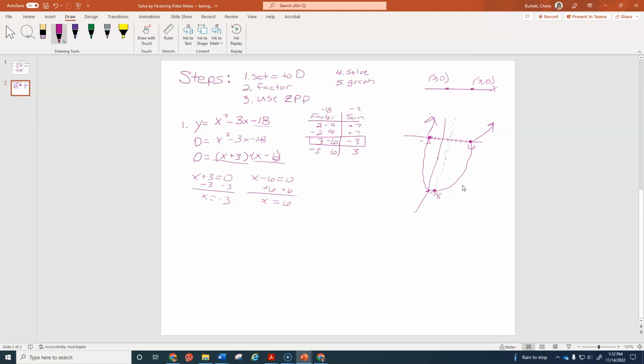So anyway, my axis of symmetry would be right there. Now that I have the x value for this axis of symmetry, I could plug it in and find the y value for the vertex, and then I could find the mirror image, and if I had a piece of graph paper, I probably would.